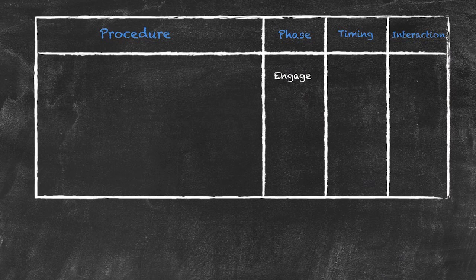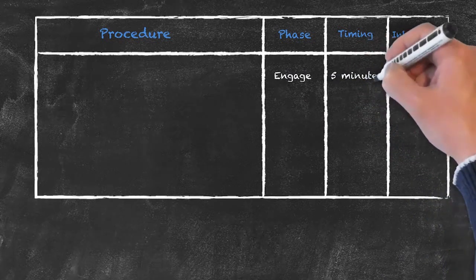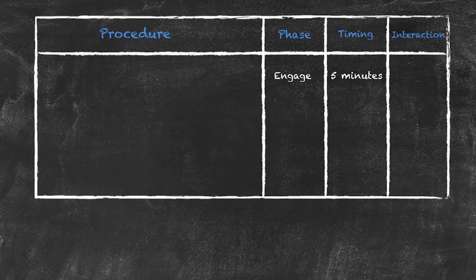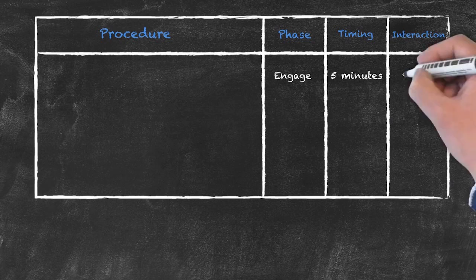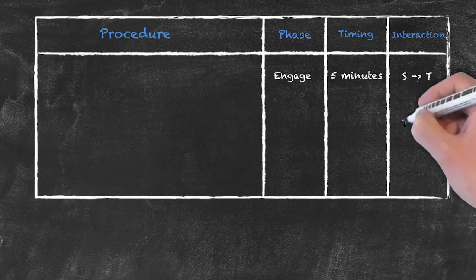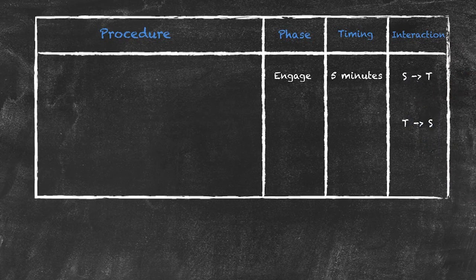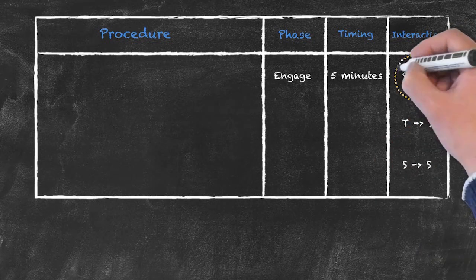I'm going to take approximately 5 minutes on my engage phase, and in the interaction box what I'm going to do is to put down what I think is going to be the major overall interaction during that particular part of the lesson. There are 3 choices that we can use in this particular one. Either the students will be talking mainly to the teacher, the teacher will be talking mainly to the students, or the students will be talking to each other. For my particular plan, the students on the whole will be talking to me.